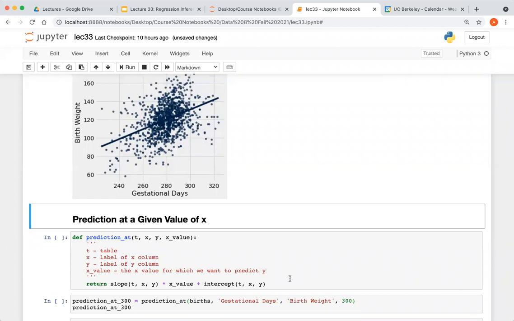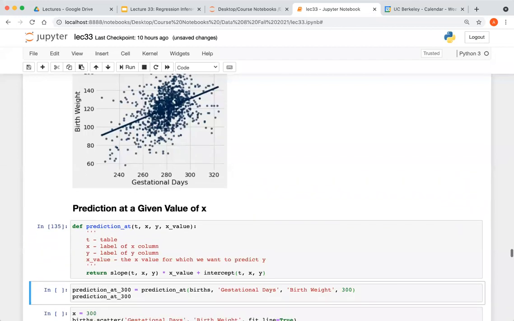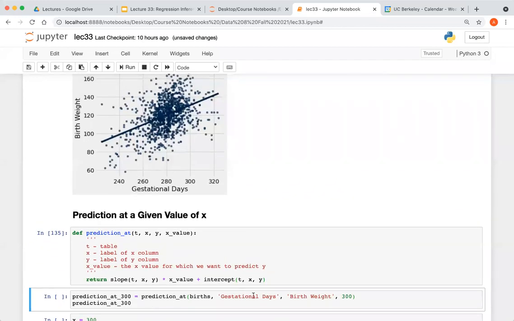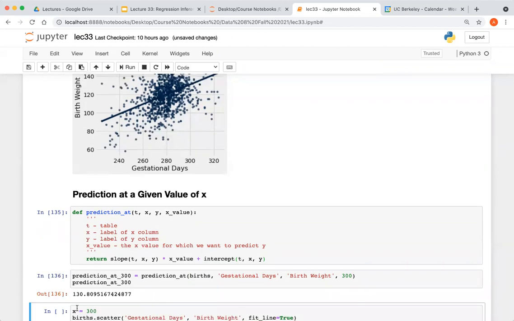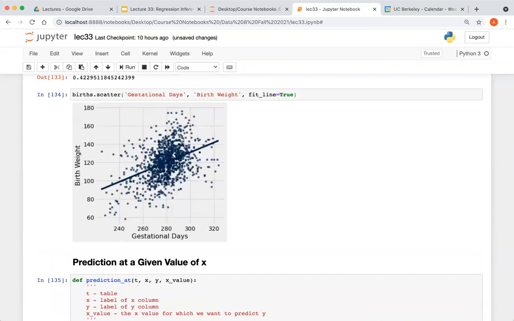Is it going to return one value or a whole bunch of values? It's good. The way it's different from fitted values, it returns exactly one value. The x value is just one number, and so it is going to return one value. And so if we do the prediction for 300 gestational days, then the prediction at 300 comes out to be 131-ish. And so does that look reasonable? So 300, okay, that right there is 120, that is 130. Yeah, a line somewhere in the middle between 120 and 130.